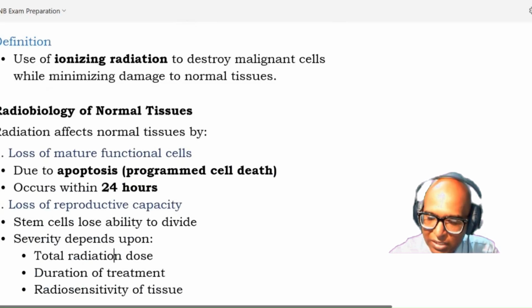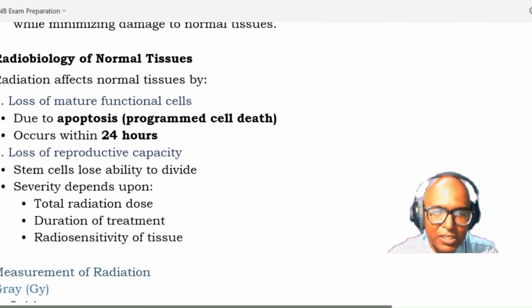When the normal tissue is exposed, there is going to be loss of mature functional cells. This is mainly because of apoptosis, that is programmed cell death, which happens within 24 hours. This happens in the mature functional cells. Then there is going to be loss of reproductive capacity. Stem cells lose the ability to divide, and severity will depend upon the total radiation dose, duration of treatment, and radiosensitivity of the tissue. So functional cells will undergo apoptosis and stem cells will lose the ability to divide.